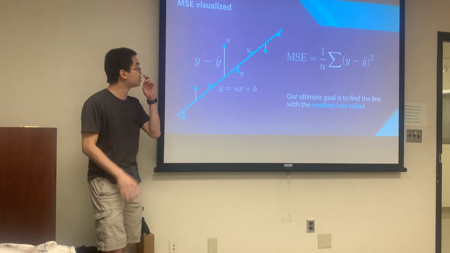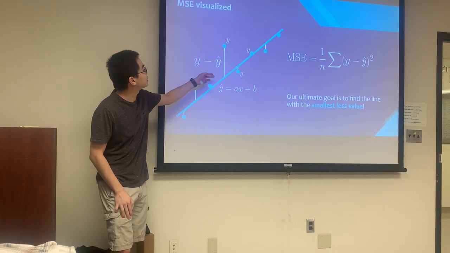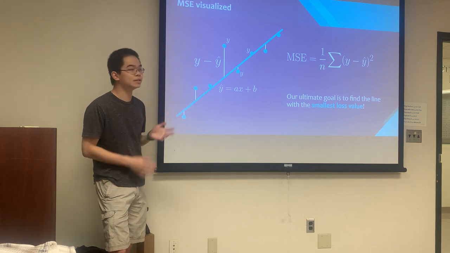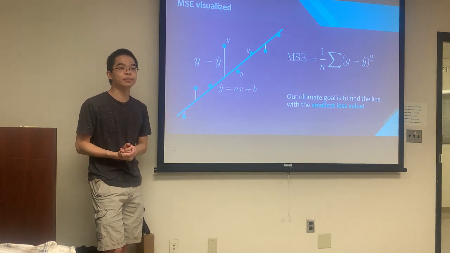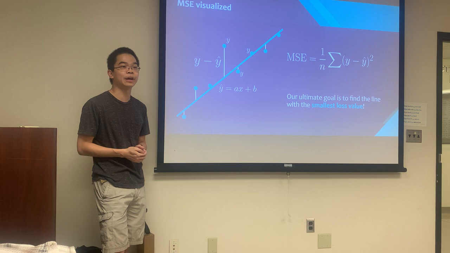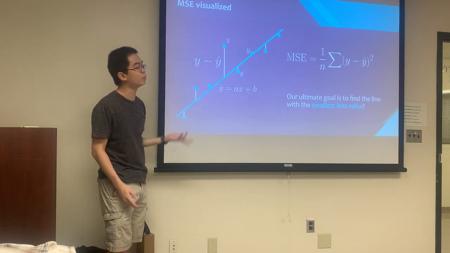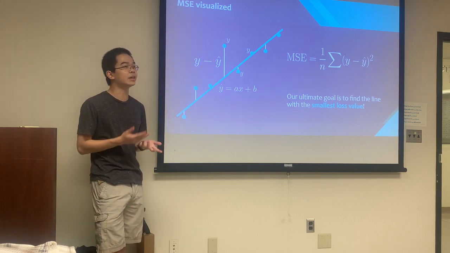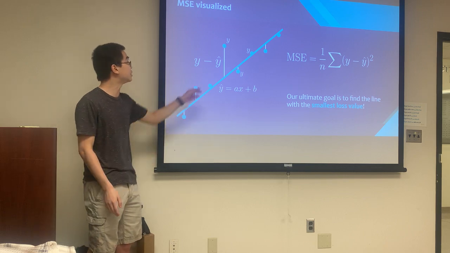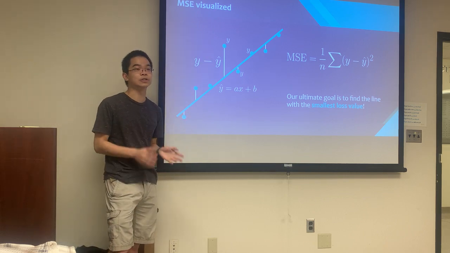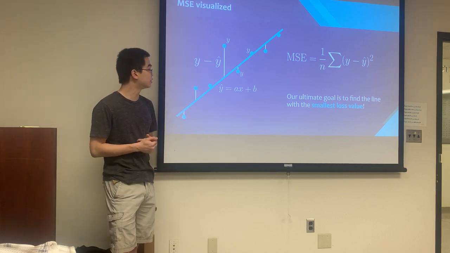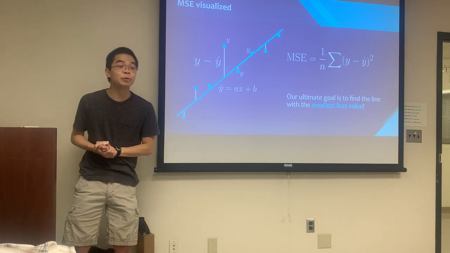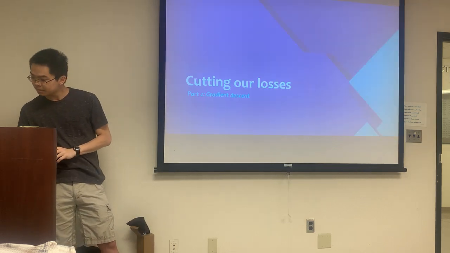So yes, this is what I was talking about. This is the distance on the y-axis. This is hopefully a very intuitive way for you guys to quantify how well your line is doing. If one of these distances is really big, your line's probably not doing a good job. So you want to minimize this as much as possible when you're choosing your line of best fit. Let's take a look at how we might go about doing that.